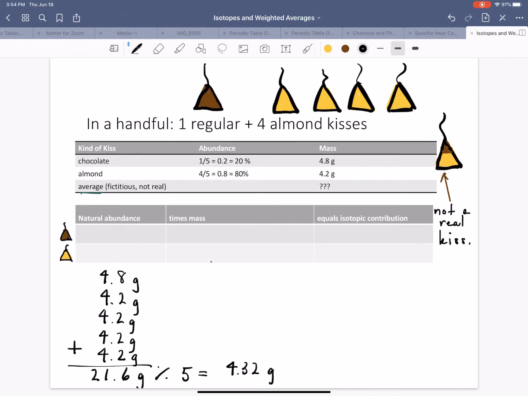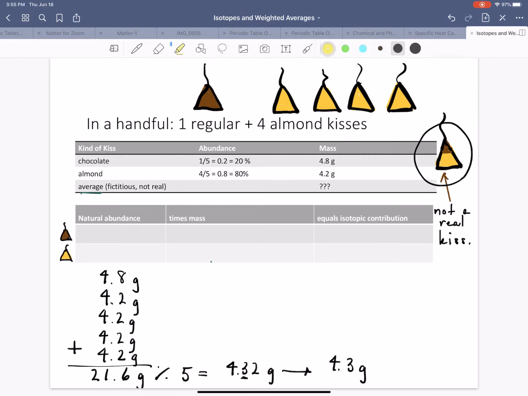So if I have 1 kiss that's 4.8 grams and 4 kisses that are 4.2 grams, an average kiss has a mass of 4.3 grams. Now, is there any real kiss that has that mass? Not in this house, but it would reflect something about the average for our house. So there's a way to do that where we consider the natural abundance.